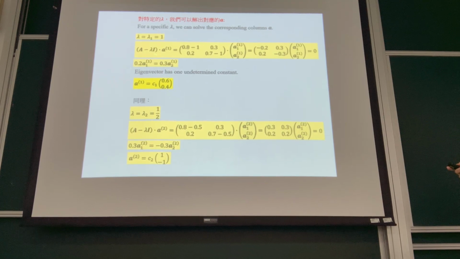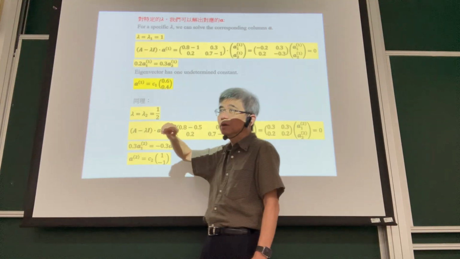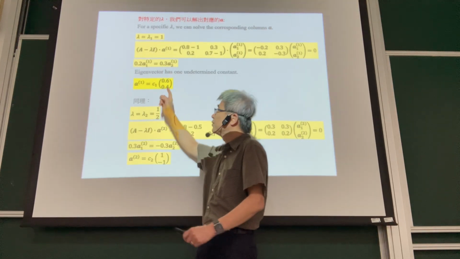So therefore, there are two numbers, and you can only determine the ratio between them. For this case, 0.2 times A1 is equal to 0.3 times A2. Therefore, I can only determine a up to the ratio between them. Here, I chose 0.6, 0.4. Of course, you can choose your own, as long as they are proportional to 2/3. Yes, you can of course write 0.2 here and 0.3 here, or 2 and 3 here.